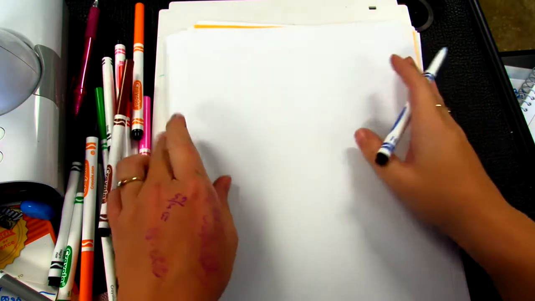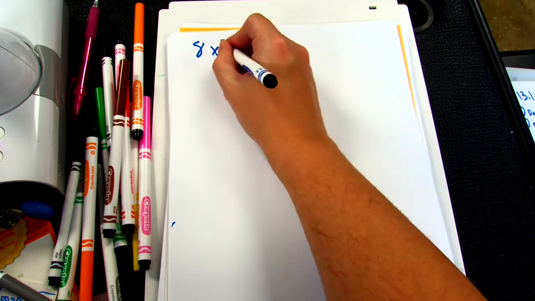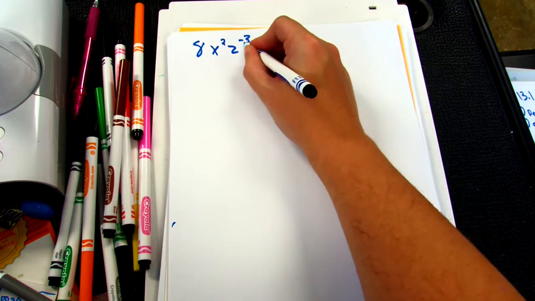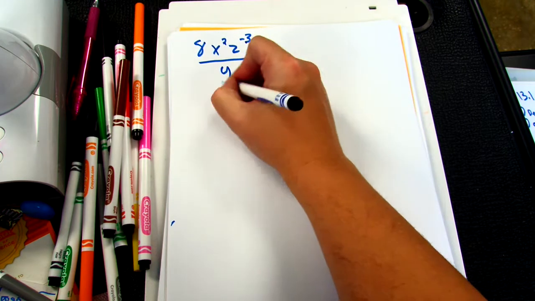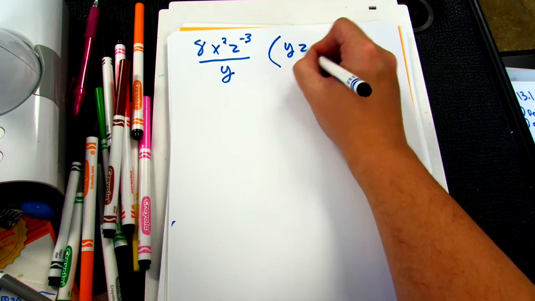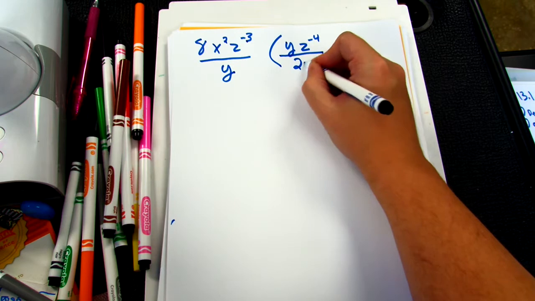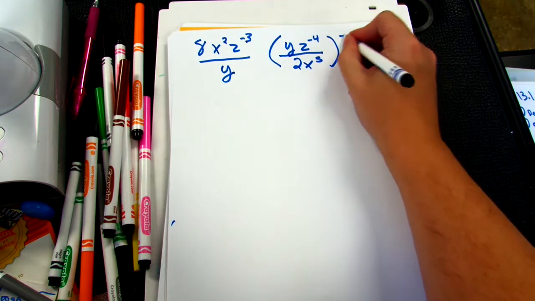All right, so let's do something very similar to that one. We're still in example 6. We're going to do 8x squared z to the negative 3 all over y, times y to the z to the negative 4, over 2x to the 5th, all to the negative 2.